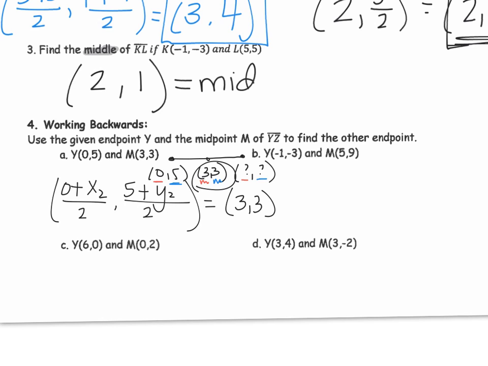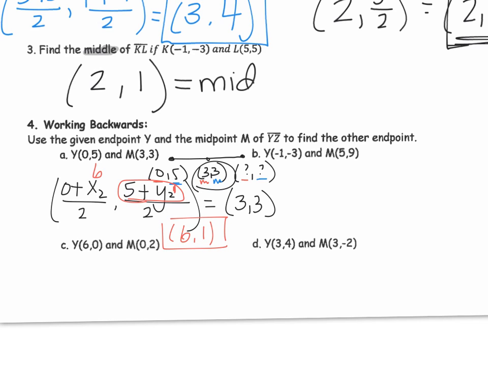So 0 plus what divided by 2 equals 3? You just plug numbers in and think. Well, 0 plus 1 divided by 2, that's not going to work. 0 plus what divided by 2 is going to get me 3? 6. So x2 is 6. Now, 5 plus what divided by 2 equals 3? Well, the numerator has to be 6 again, right? Because 6 divided by 2 is 3. So y2 would have to be 1. 5 plus 1 is 6. 6 divided by 2 is 3. So my other ordered pair is (6, 1).